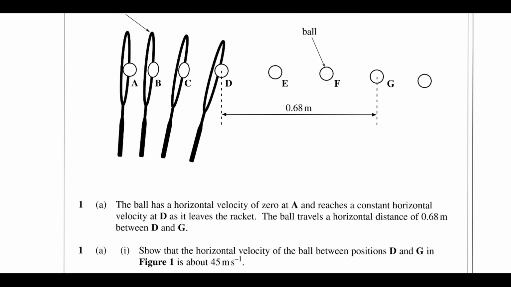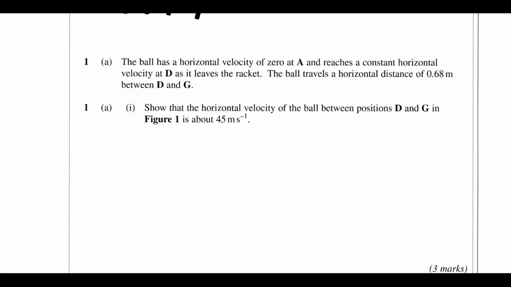So if we look at how long it's taken, because we're going to do distance and time, we've got 1, 2, 3 sets of 5 milliseconds. So the time taken is 15 times 10 to the minus 3 seconds. The displacement during that time is 0.68 meters. There are no forces acting in the horizontal direction on the ball, so we know the velocity is going to be the same throughout.